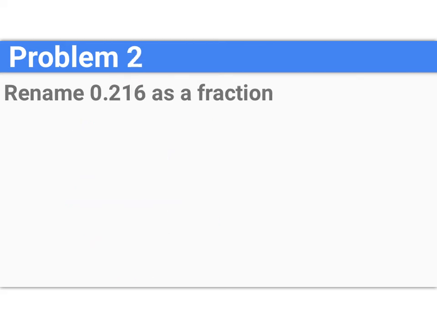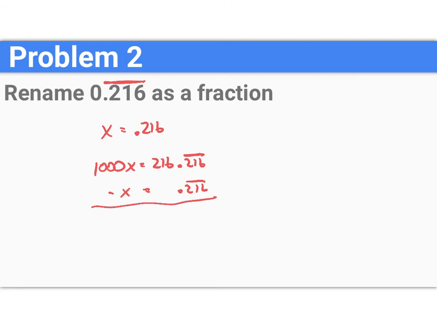So 2 more. Okay, 216 as a fraction. So this is straightforward. The whole thing repeats. X is going to be 0.216 repeating. We've got to multiply by 1,000. 216.216 repeating. So we subtract our x, so we get rid of all of the repeating part. 999x equals 216.